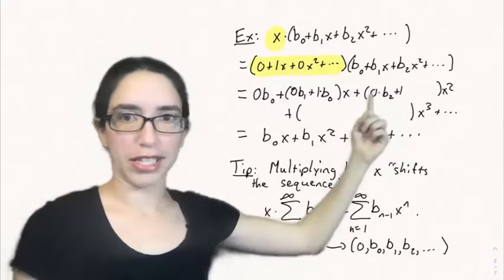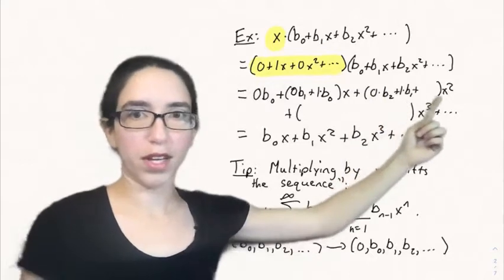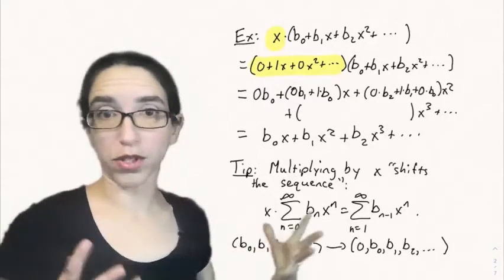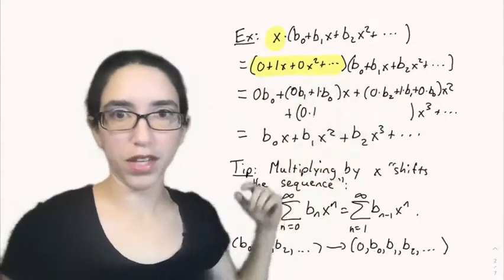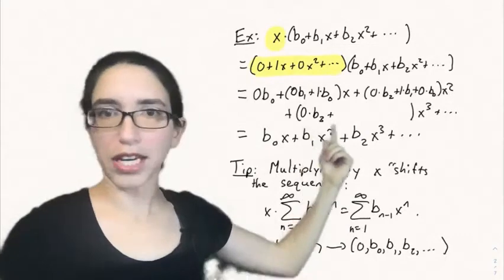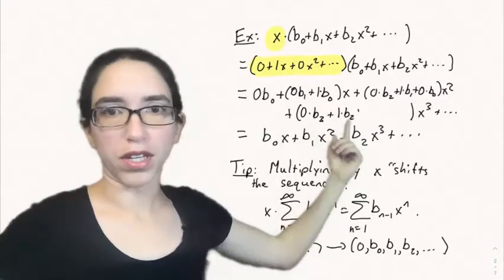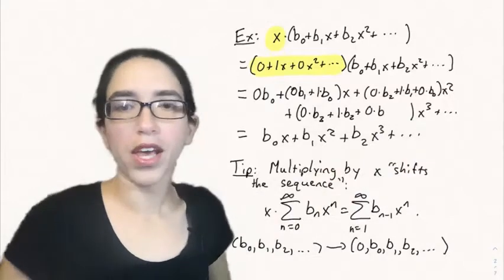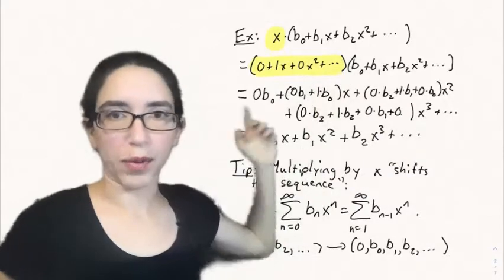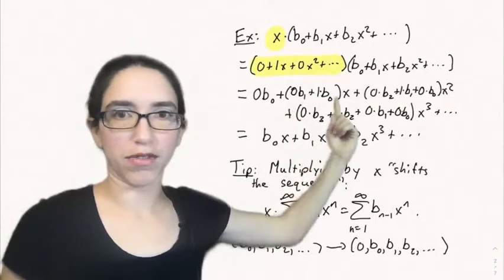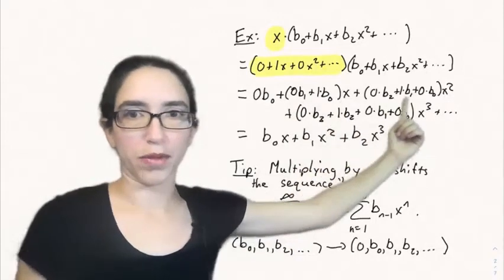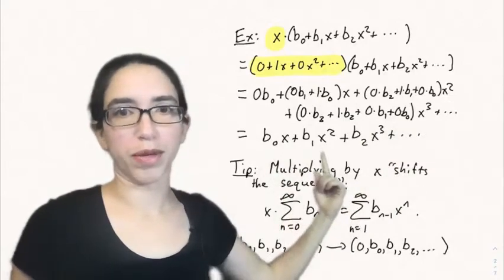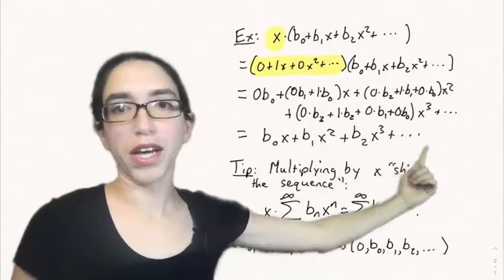And then we get similarly 0b2 plus 1b1 plus 0b0. So again, we're taking this convolution formula of these two sequences. The next convolution is 0b3 plus 1b2 plus 0 times everything else. So 0b1, 0b0. And all those zeros go away, and the only thing that survives from this term is b0, and the only one from this term is b1, and then b2, and so on. So we get b0x plus b1x squared plus b2x cubed, etc.